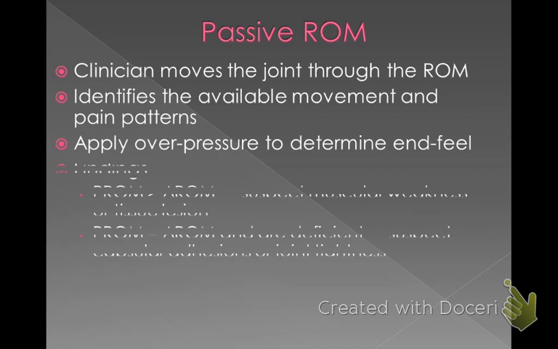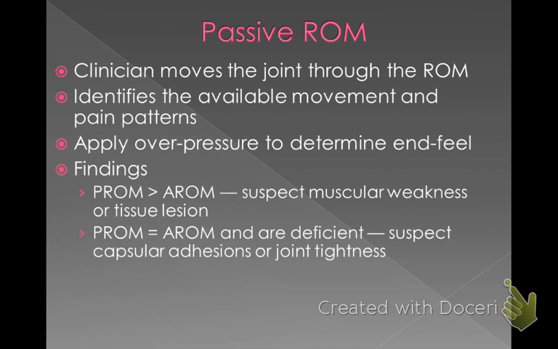And so what do we know about active versus passive? If passive range of motion is greater than active range of motion, we suspect some type of muscular compromise, whether that be a muscle strain or a trigger point within a muscle. However, on the opposite end of the spectrum, if passive range of motion is equal to active range of motion and they're still deficient, then maybe you consider some type of capsular adhesion or some type of inflexibility within that particular patient's range of motion. So not necessarily an injury like we would suspect with passive range of motion being greater than active, but more so something within the muscle that isn't allowing it to move freely.